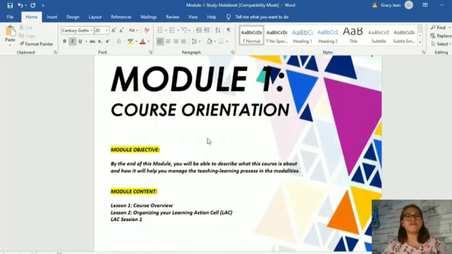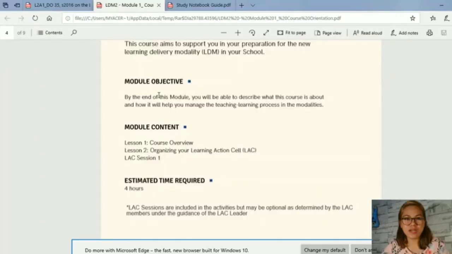Course orientation, we also have module objective. Okay, for module 1, learning delivery modalities course for teachers. So, ito po ang tama nina. Ayan. So, for module course orientation, so ayan po, wini-welcome po tayo. Okay, welcome to learning delivery modality course 2. So, we have the module objectives. Ayan po.